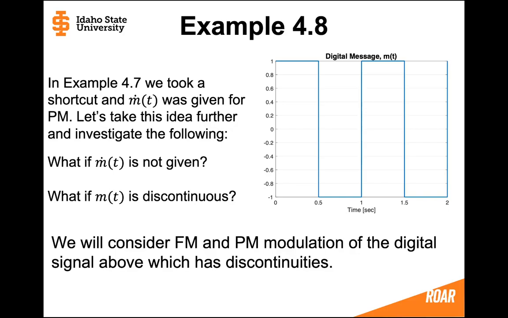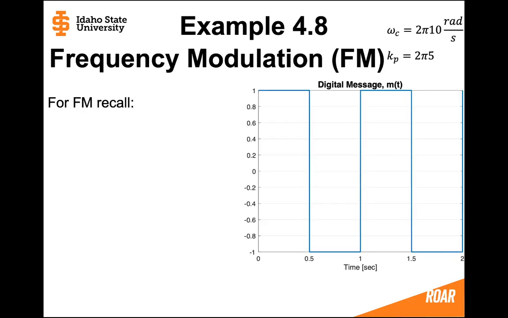So let's consider another digital message that looks something like this, where we have a message that goes from 1 to -1, and there's very sharp changes in that message signal. So let's consider both the frequency modulation and the phase modulation of a digital signal like this one, which is going to have discontinuities, right? Because m of t jumps from 1 to -1 in no time. That means that this is going to be a discontinuous message.